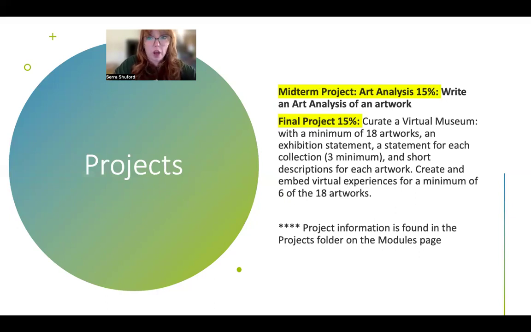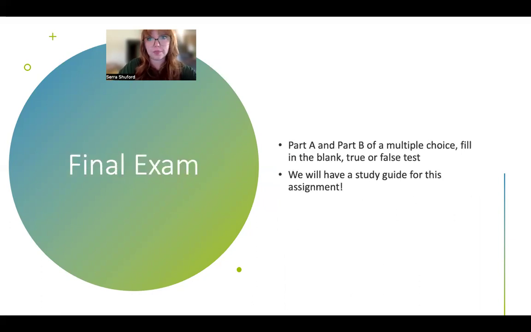Our projects: we've got a midterm project and a final project. Our midterm project is an art analysis, and it's worth 15%, which again is the equivalent of the entire participation category. And our final project is worth 15% as well, and it is to make a virtual museum, essentially. You don't really need to know a lot about that right now. These are all in a projects folder, which you can look at any time, but I do not want you to work ahead on these. They need to be paced out with the material that we're covering. But you can look at the instructions anytime if you want to.